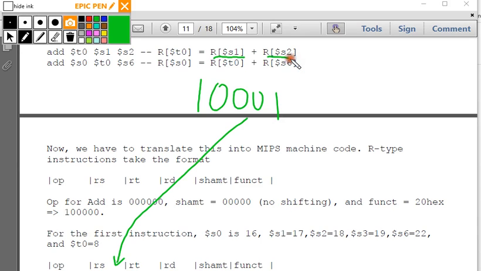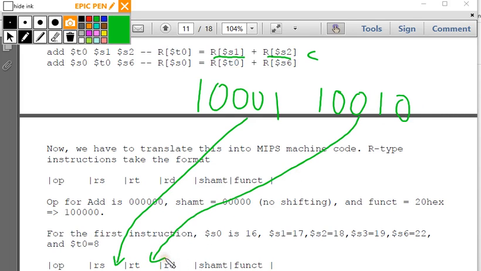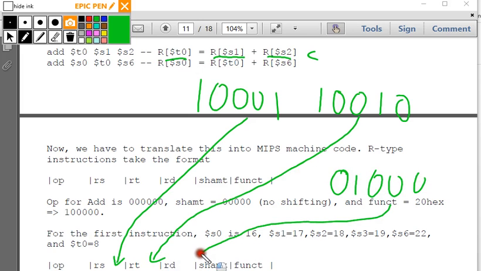We know that S2 was C, so that's S2. So that's 16 plus 2, right? That corresponds to this guy. And we have temporary 0, which is 8. So that's 0, 1, 0, 0, 0, which corresponds to this one.